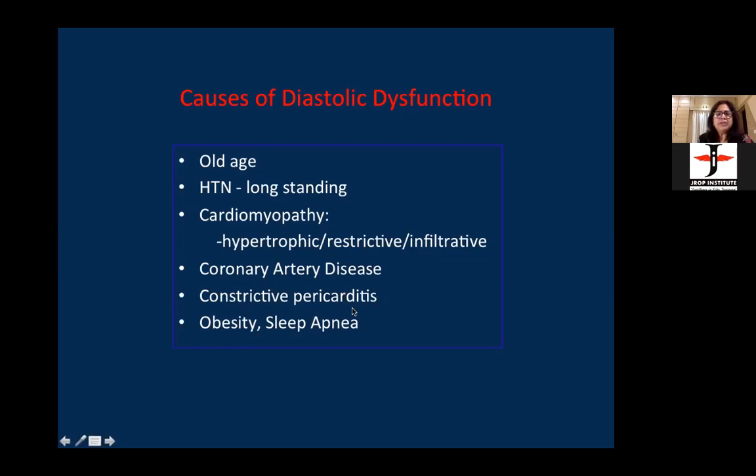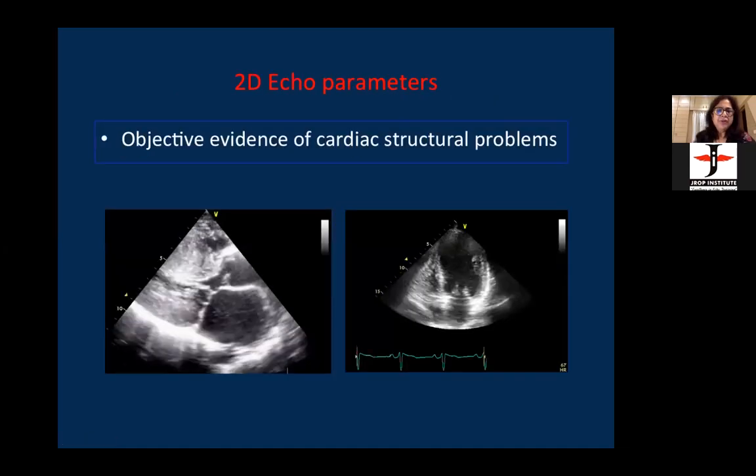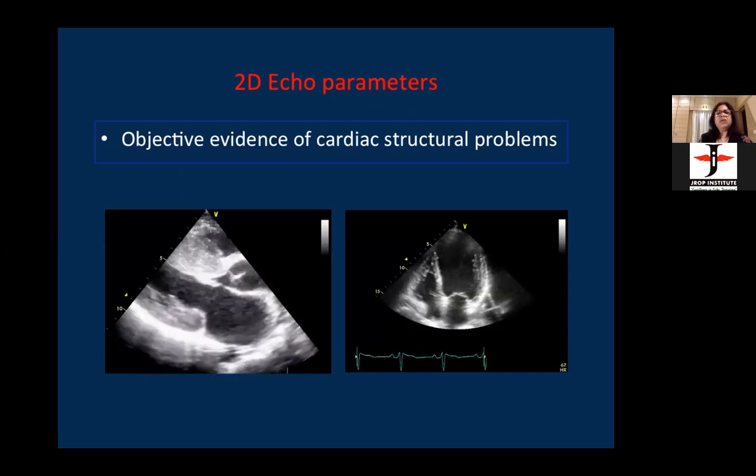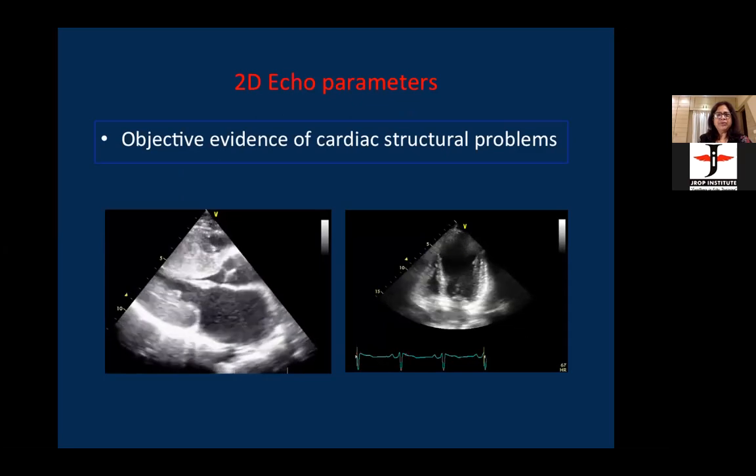Constrictive pericarditis is an extrinsic cause. As you know, it hampers the left ventricle from receiving the blood from the outside. And obesity and sleep apnea are also the causes of diastolic dysfunction. Now, with this knowledge, let us start the echocardiography of a patient coming to you. See, we always start with two-dimensional echocardiography.